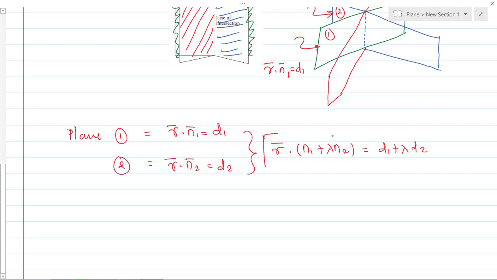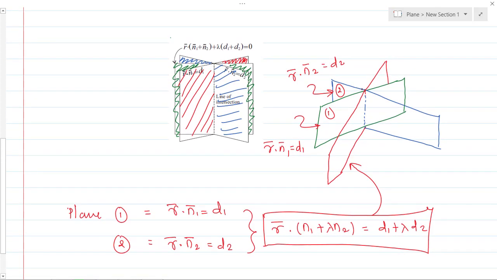This is the equation of the third plane, which is passing through the intersection of these two planes. We do not have any proof for this. The proof is beyond the syllabus, beyond the scope of your 12th standard, so the textbook has a direct formula: the plane passing through the intersection of these two planes is given by r bar dot (n1 plus lambda n2) equals d1 plus lambda d2.